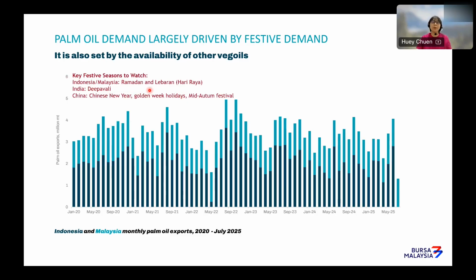In Indonesia, they call Hari Raya Lebaran. During this festive season, usually you will have a high demand. And for the key markets like India and China, we have to monitor their festive seasons. Like India, you have Deepavali, coming in October. So usually India will buy more palm oil, more vegetable oil from June onwards. So that creates the seasonality.